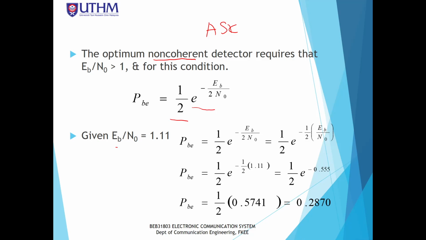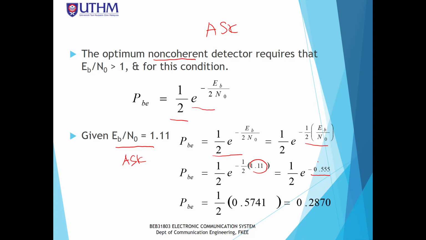So you are given EB over N0 1.11. Find the probability of bit error for ASK non-coherent detection. So you can use the equation 1 over 2 exponent power of minus EB over 2N0. So you rearrange the equation and then you can put the values given, 1.11 multiplied with negative 1 over 2. So you get minus 0.555.